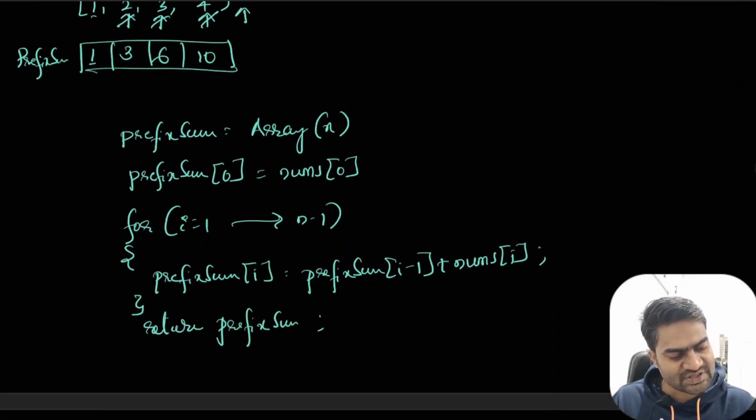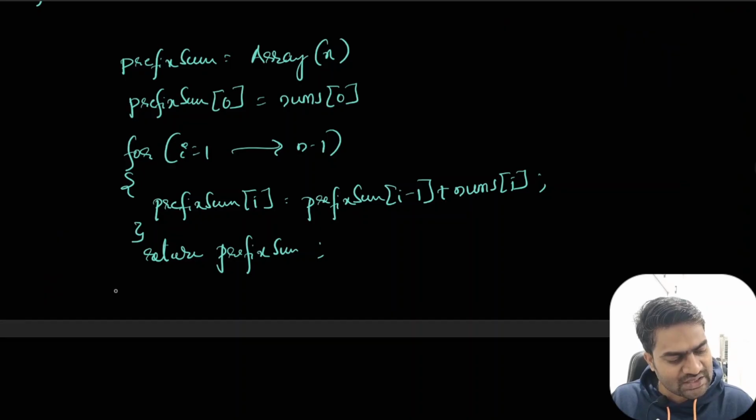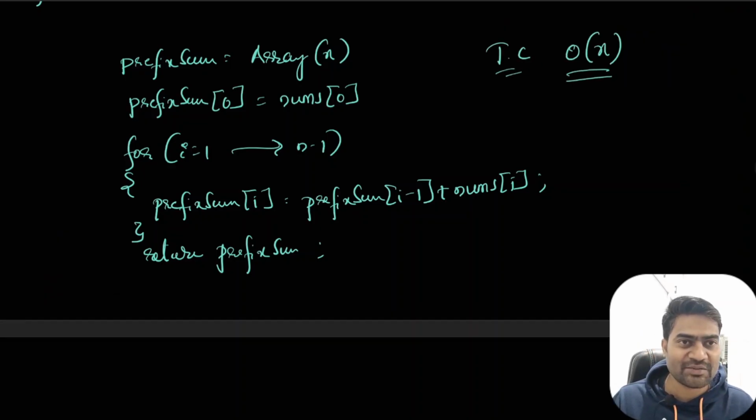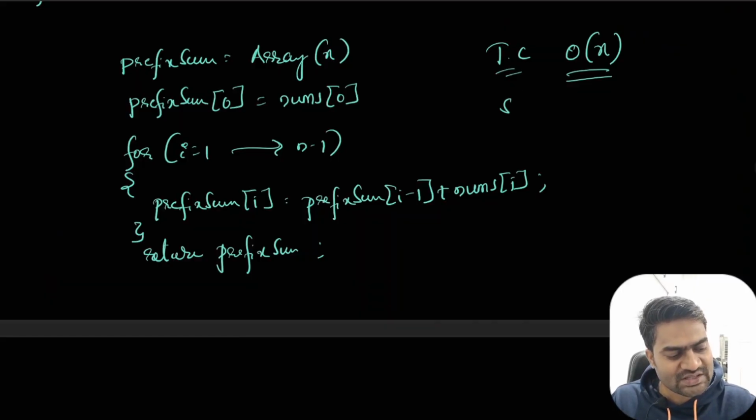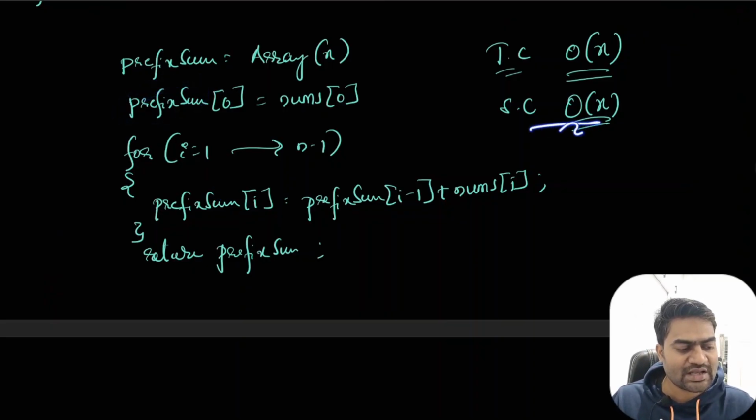So now if you see, we use only a single for loop. So what is the time complexity now? Our time complexity will be of order n, because we are processing this entire array in a single iteration. And what is the space complexity? It is again order n because we are using this prefix sum array to store the values. That's why it is of order n.